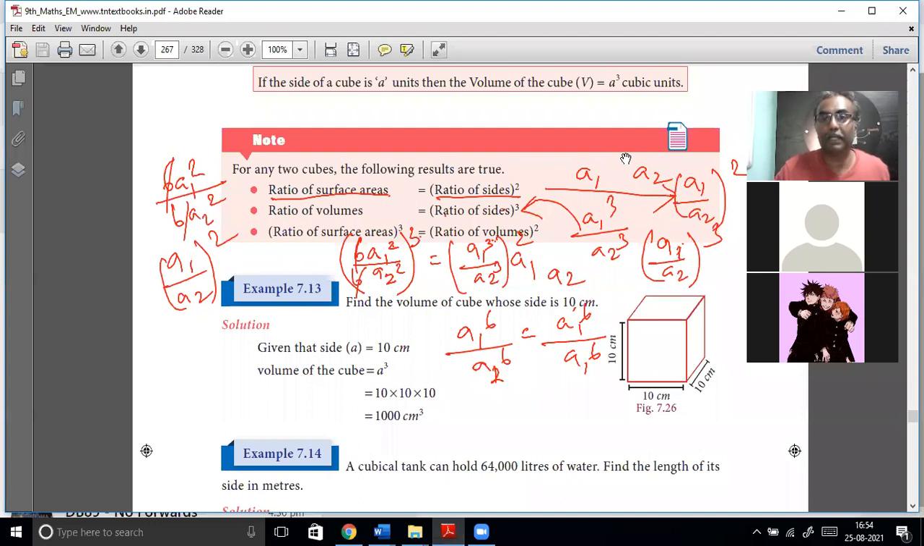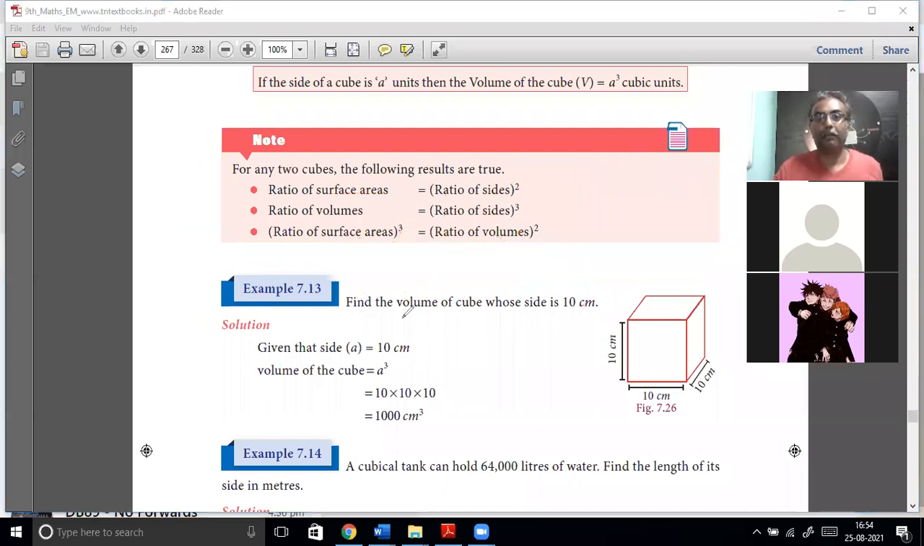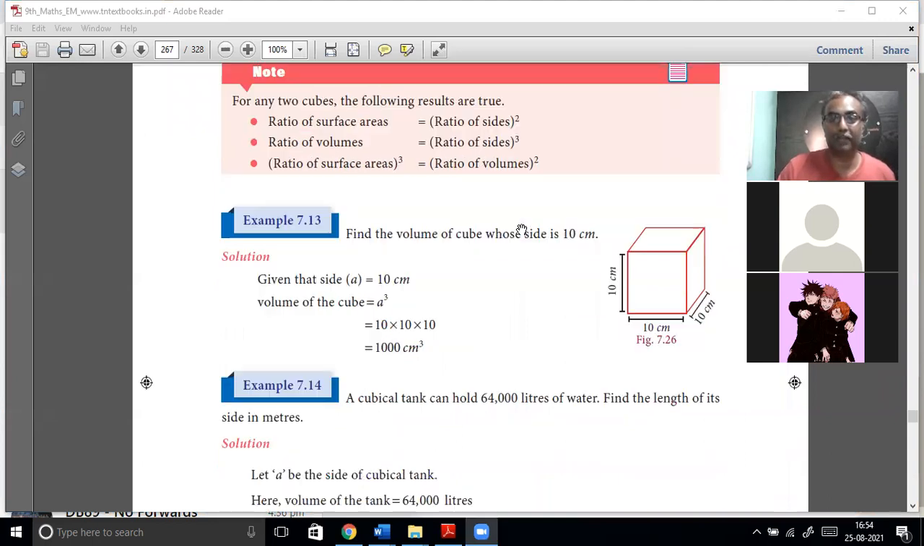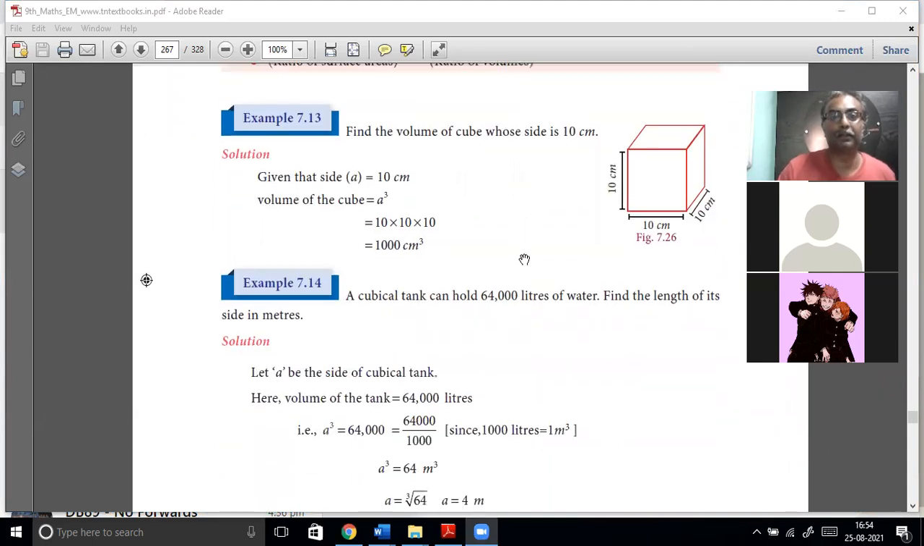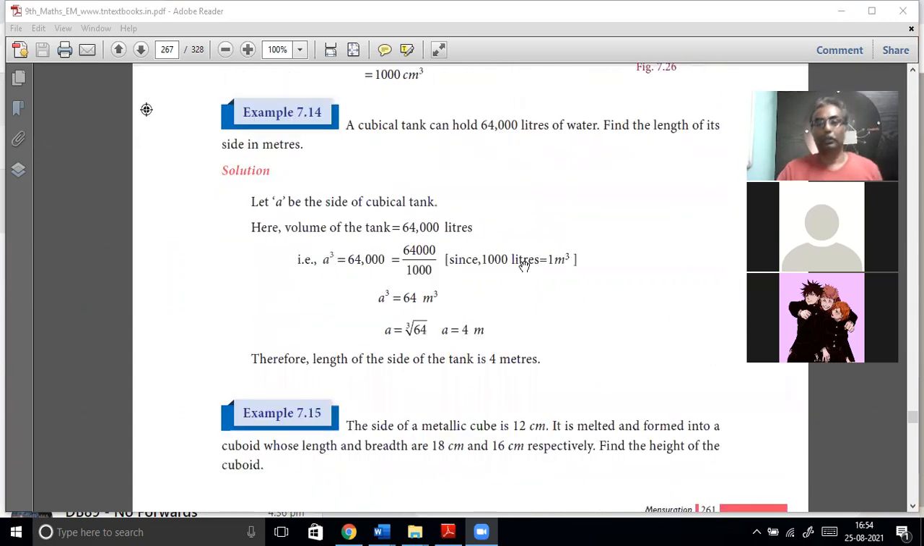Now that is what I gave you. Find the volume of a cube whose side is 10 centimeters. Mental sum: 10 into 10 into 10 is 1,000 centimeter cube. That's all, a very simple sum, all mental. You understood that, no? 10 into 10 into 10, 1,000.